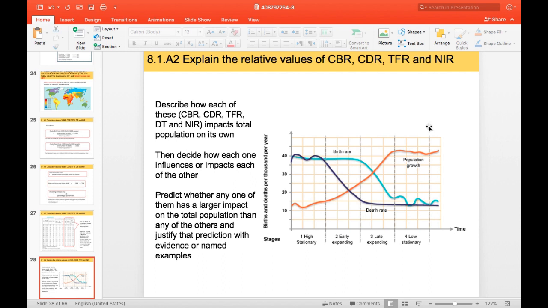Coronavirus. More people are dying around the planet, right? More deaths. So the population growth maybe is going to be maintained or maybe it's going to decrease. I want you to explain this figure in one paragraph, okay? Don't forget to mention high stationary, early expanding, late expanding, and low, and the factors that I already mentioned, like birth control, more technology, medical technology, and so on.